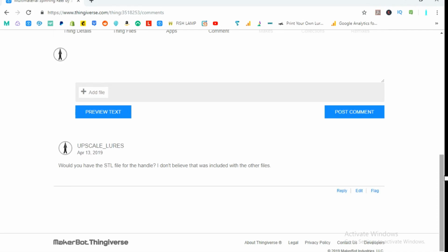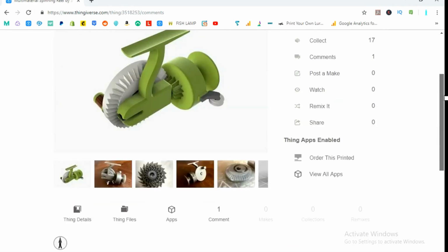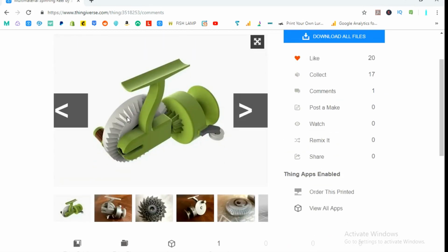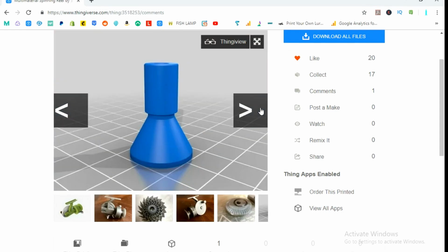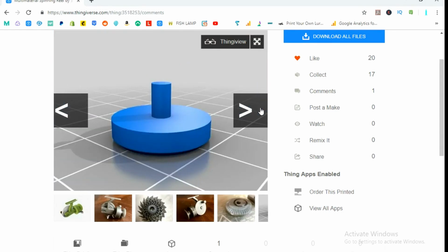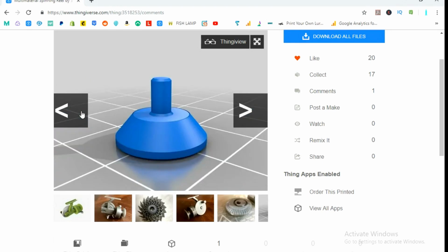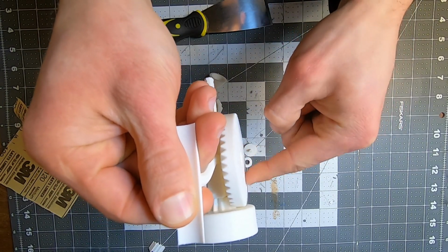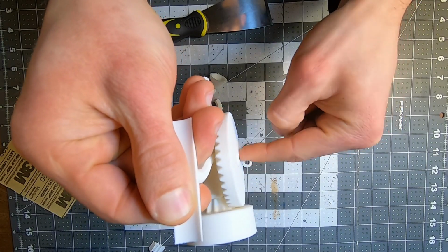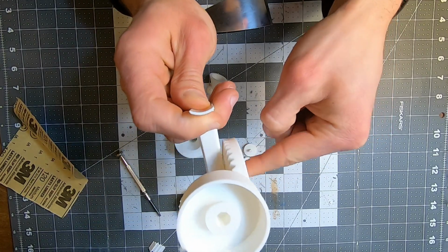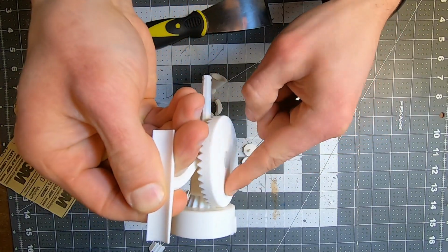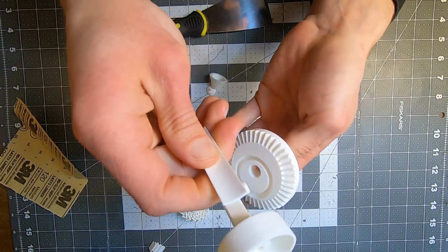Potentially he'll get back to us with the STL file for that handle, which would definitely make it more functional. At this point, it makes it pretty difficult to use. You're basically using your finger to spin it around. In my opinion, that makes it pretty much unusable. I suppose you could design a handle that would fit that square slot, but that is a whole other project.